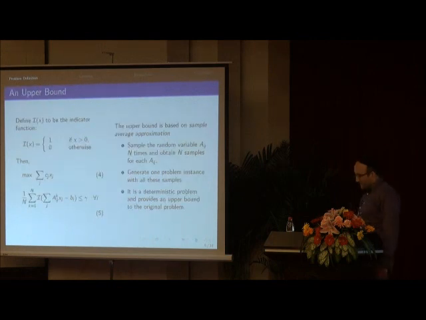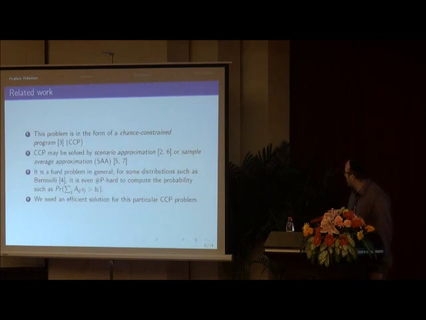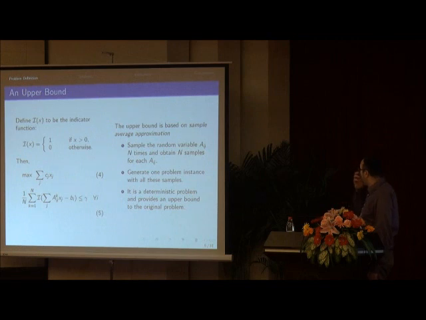So they developed heuristics for the problem, and they compare them with the solution to the chance constrained program. They use the sample average approximation as an upper bound, and they compare their solutions to the upper bound. So the upper bound is based on the sample average approximation.